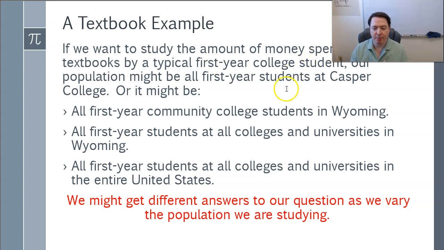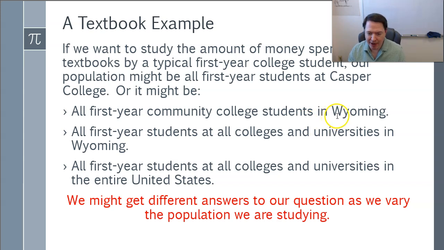Okay, so our population might be all first-year students here at Casper College, but if I do that, I will only be able to make claims about first-year students at Casper College, right? So if I figure out that they're spending a total of $600 on textbooks in their first year, then I can't say if that even applies to the rest of Wyoming, certainly not to the entire United States, right? And so, hey, maybe I'm not just interested in Casper, I'm interested in college students in Wyoming in general.